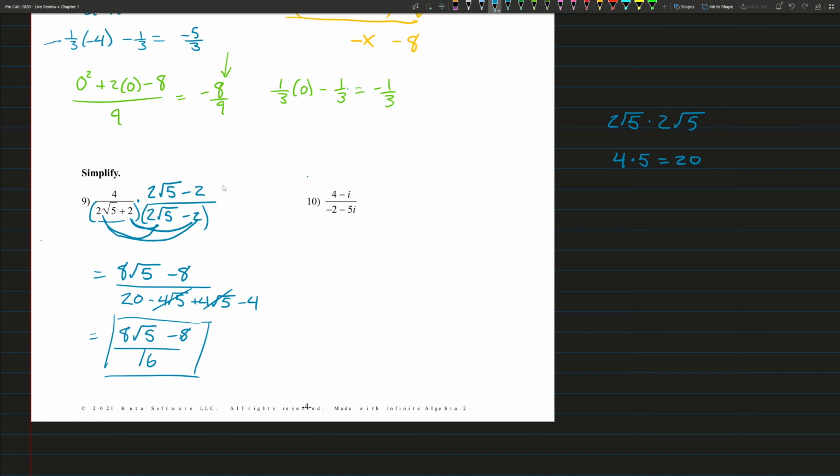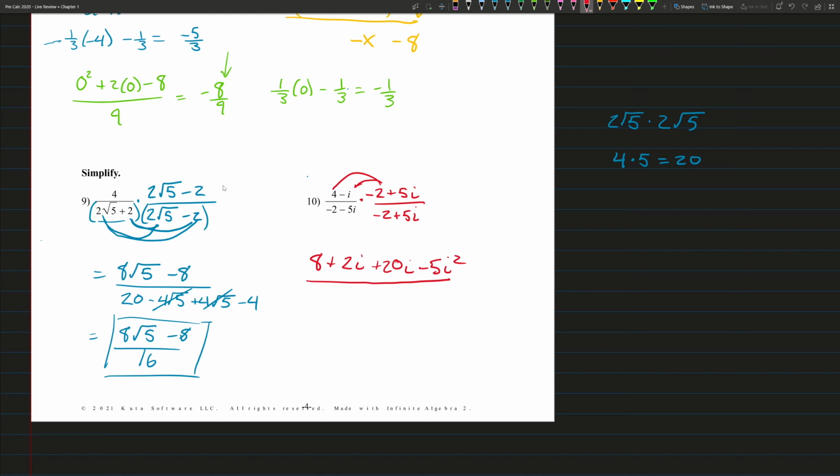Okay. Second one, it's just slightly harder, but not really. We still have a difference on bottom, so we have to multiply by the conjugate, which is negative 2 plus 5i. And then we have to FOIL the top and bottom. So negative 2 times 4, that's negative 8. Negative 2 times negative i is plus 2i. And then the same thing. So 5i times 4, that's plus 20i. And then plus 5i times negative i is negative 5i squared.